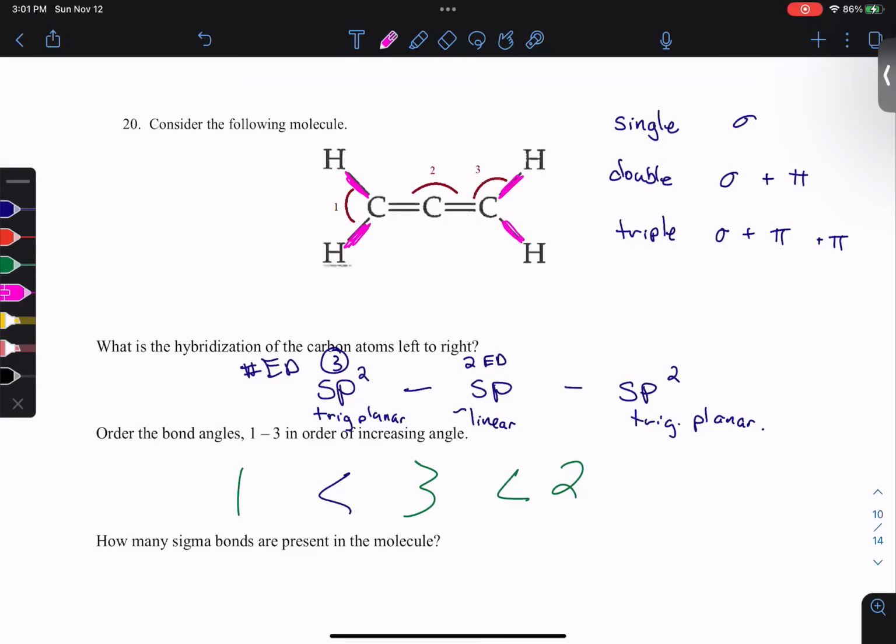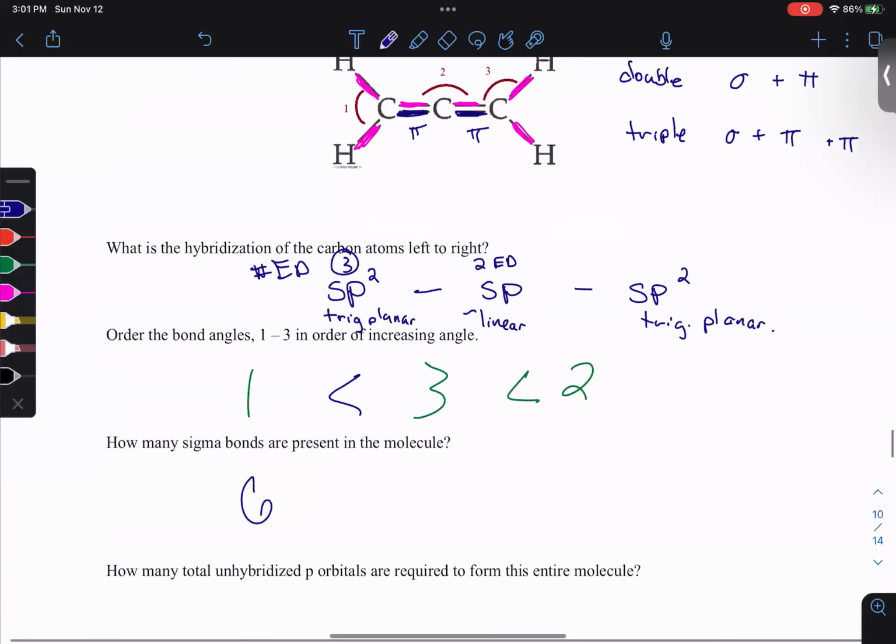But then how many additional sigma bonds are there? There's 2 more. There are two double bonds where the first component is a sigma interaction, and the second component is a pi interaction. So there are 6 sigma bonds and 2 pi bonds in that molecule. I know it didn't ask it, but there's 2 pi bonds. All right, and that takes care of all of the bonding in that molecule, and that's useful for this next question.